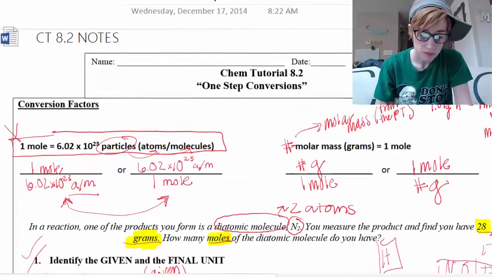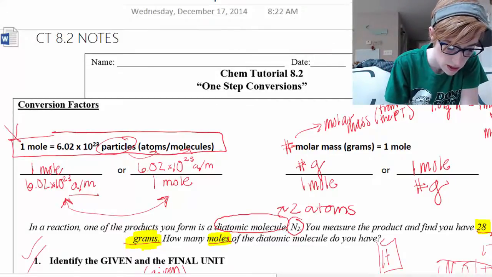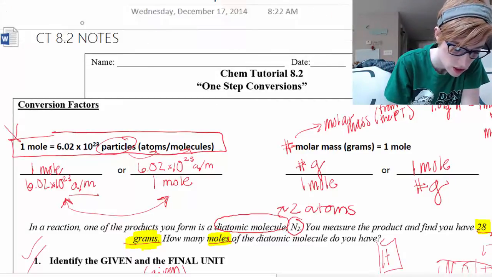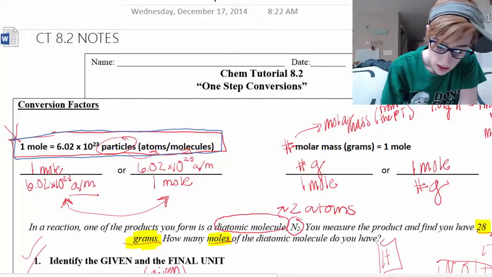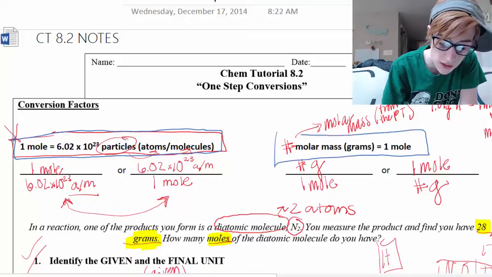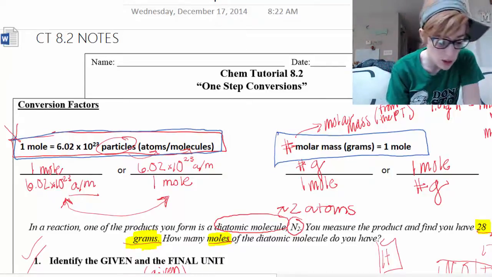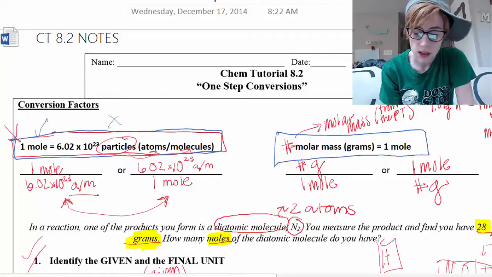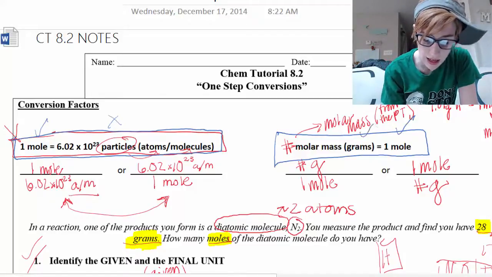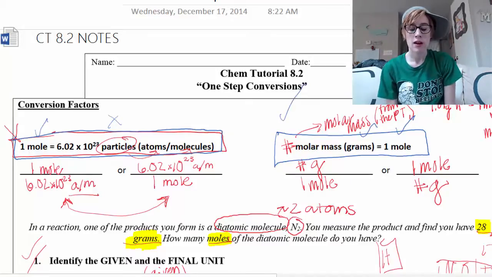Let's look up here. Looking at just these two conversions. So here's the first one. Here's the second one. Which one of these do we need to go from grams to moles? Well, this one has moles in it, but it does not have grams. It has atoms and molecules as the other part of the equation. This one has moles and it has grams. So that means I'm going to be using this conversion factor.